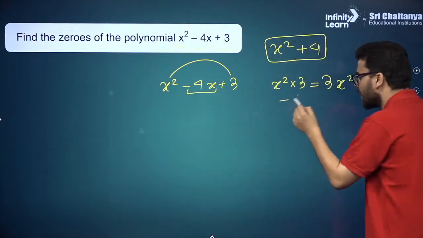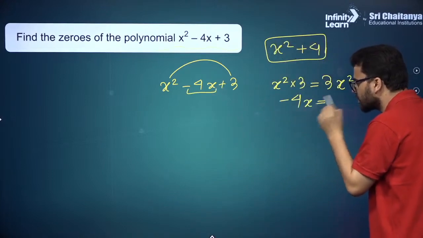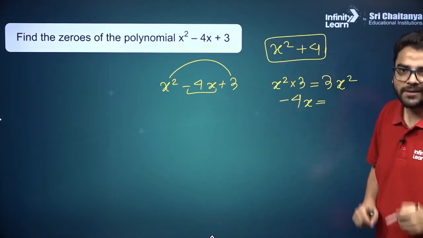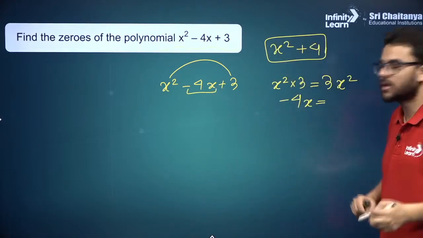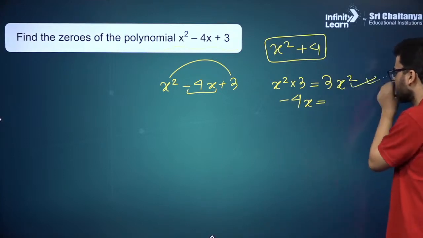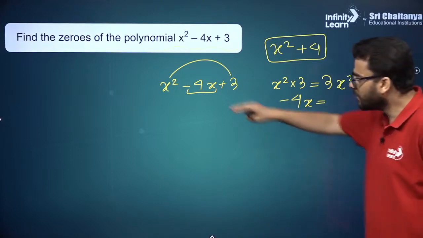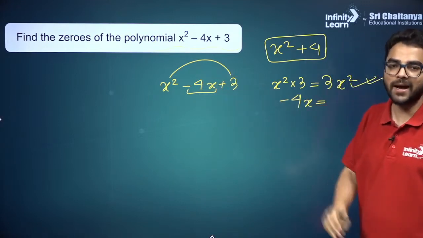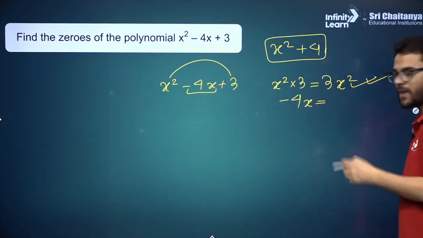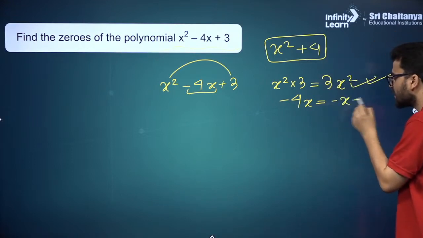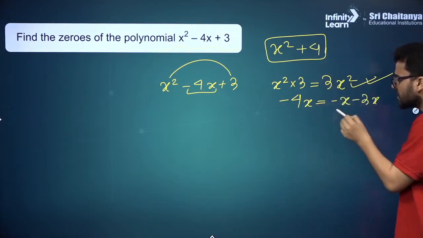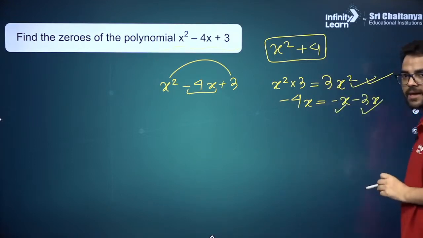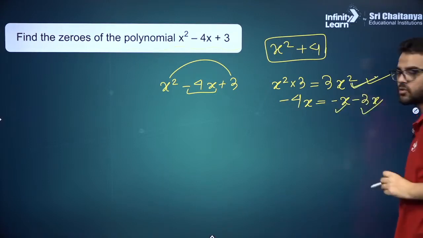You have to break down the middle term into two such terms in such a way that the multiplication of those two terms comes out to be equal to 3x square. You have to break the middle term into two such terms whose product is equal to 3x square. So minus 4x can be written as minus x minus 3x, because minus x into minus 3x is plus 3x square only.